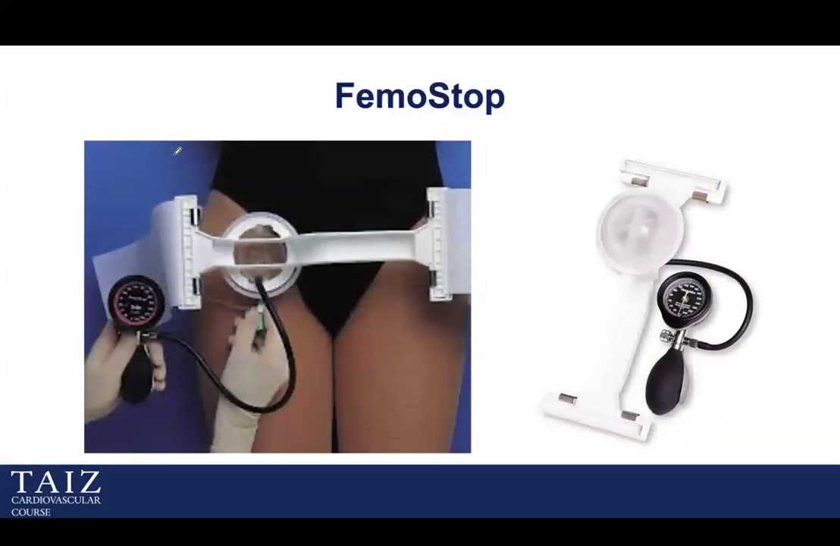There is another device that we use, not commonly. It's called FemStop. It's almost like a blood pressure cuff. You wrap it around the hip, and then you inflate this balloon that holds basically pressure on the arteriotomy. It's not very effective. You can do it for vessels that are bleeding slightly, not vessels that are bleeding a lot.